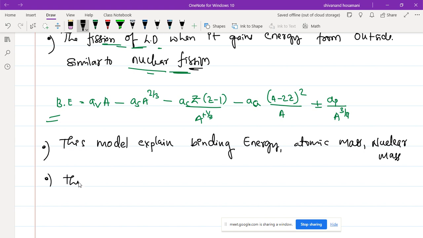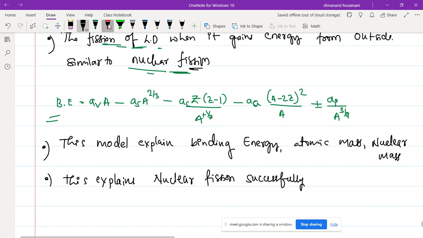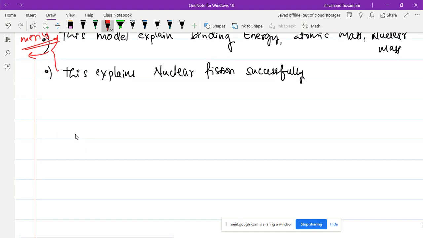Second point is this model explains nuclear fission successfully. Therefore, these are the merits of the liquid drop model. So what are the demerits then?